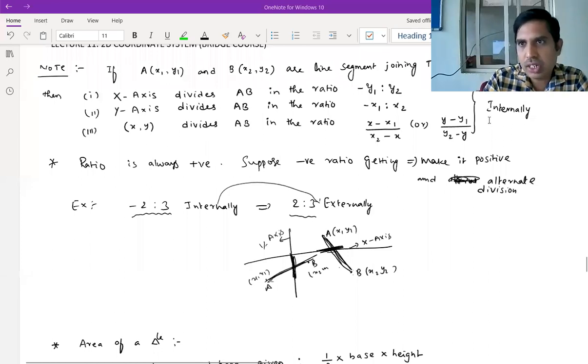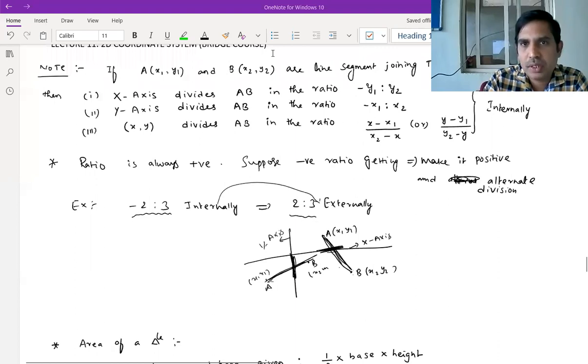So all these divide internally only. One note point you have to remember: the ratio is always positive. Suppose you get a negative ratio in the answer, then make it positive and we have to write the alternate division. We have to write one example here. I'm showing -2:3. Internally it is nothing but 2:3. Externally we have to consider it.